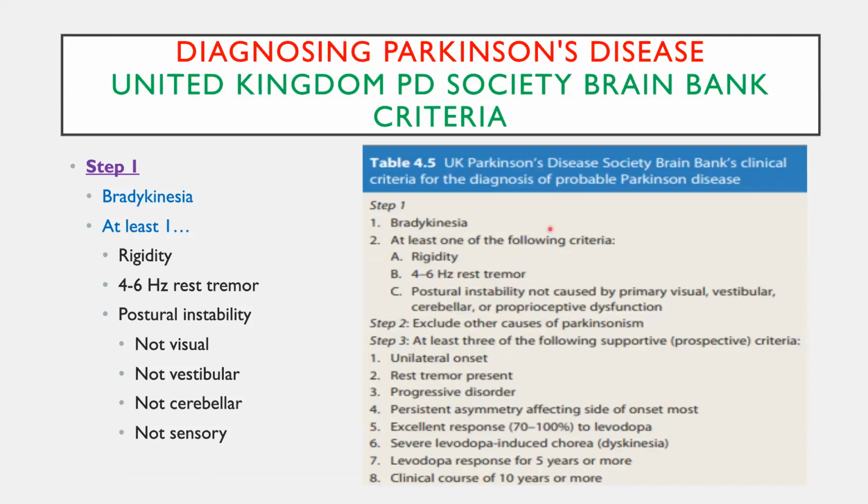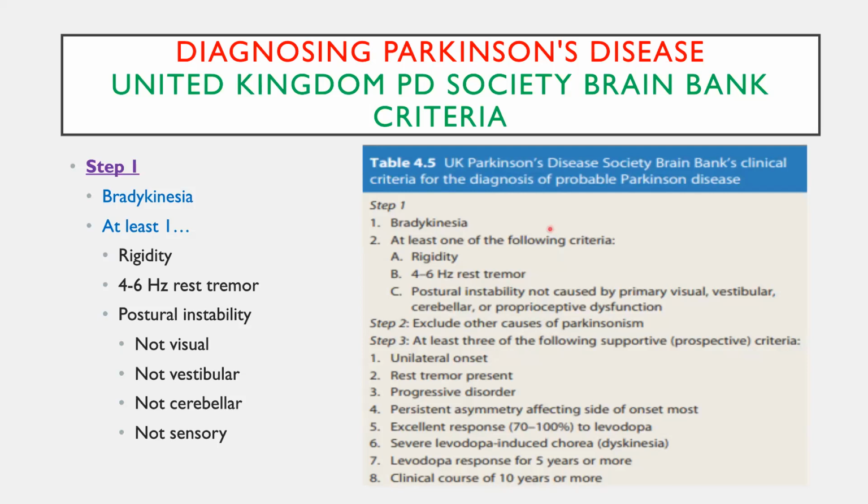So let us come to the diagnostic criteria of Parkinson's disease. You should be knowing this criteria. This is also known as the United Kingdom Parkinson's Disease Society Brain Bank criteria. Okay, this one you should be knowing. For atypical Parkinson's disease also, so many criteria are there. That is not for PGs. Just remember the typical Parkinson's disease diagnostic criteria.